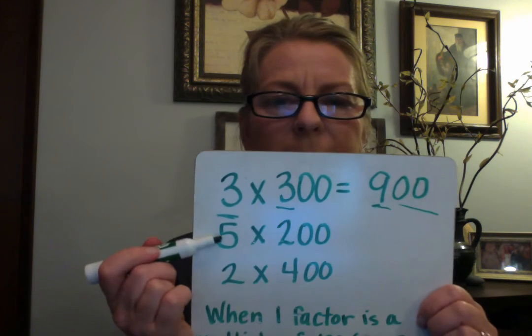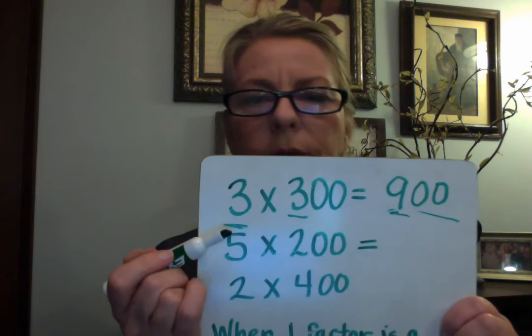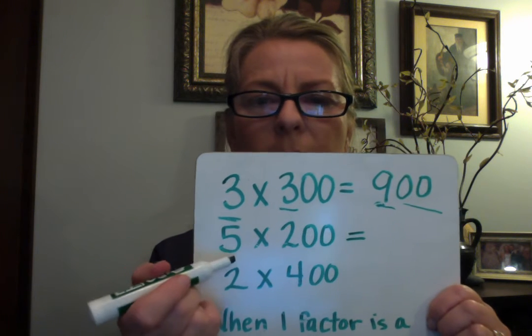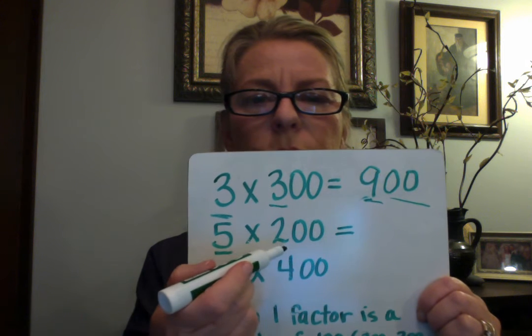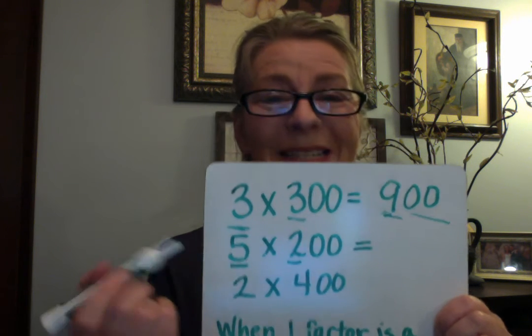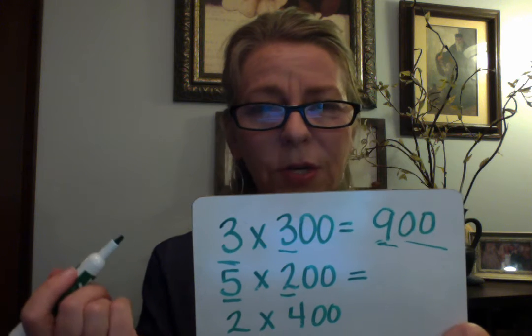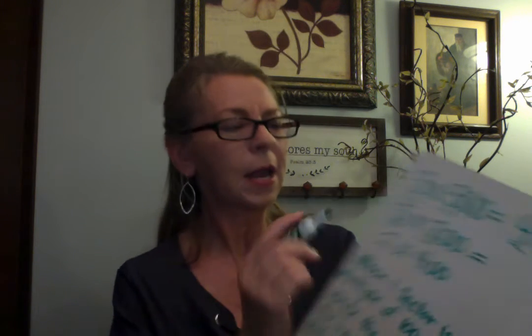Now think carefully here. Okay, so we have 5 groups of 200. So let's take our basic math fact. 5 times 200s. 5 times 200s would be 10 hundreds. Now what do I do when I have 10 hundreds? Right, I have to trade it in for 1,000, don't I? Okay, so this is what I'm going to do.